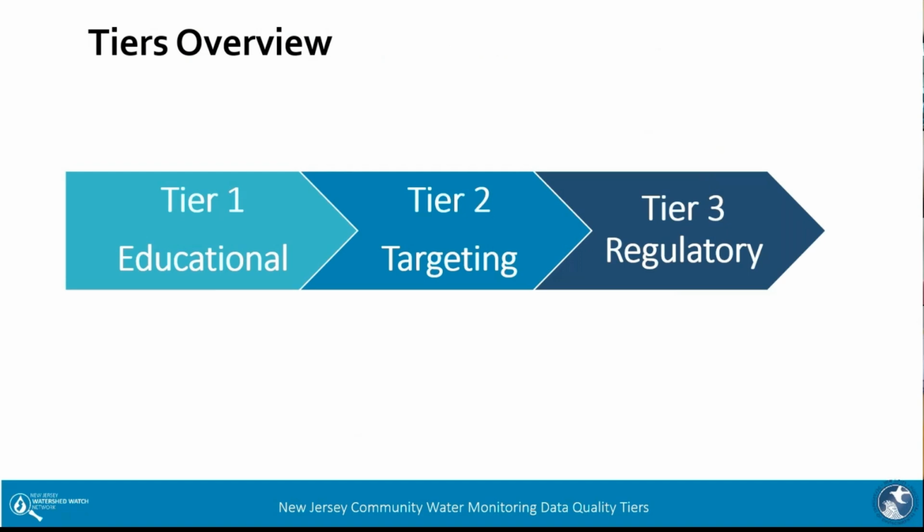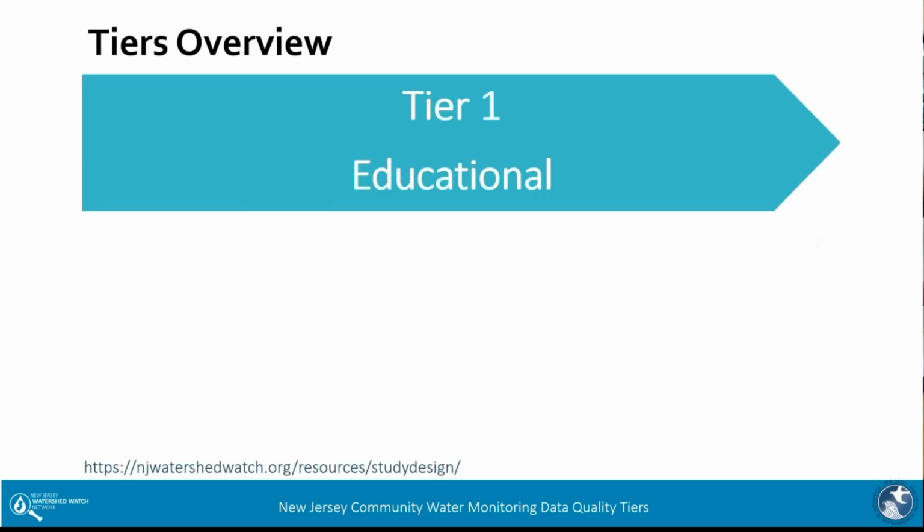So with the Watershed Watch Network, we have developed tiers, data quality tiers that explain, depending on the quality assurance that has been instituted in collecting your data, what is the appropriate use of your data. So tier 1 is the easiest with the least requirements for quality assurance, and that would be for educational uses. Tier 2 would be targeting, and tier 3 is regulatory. I'll explain those in a moment.